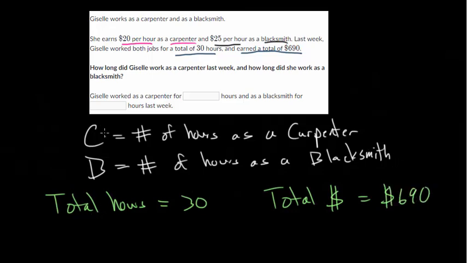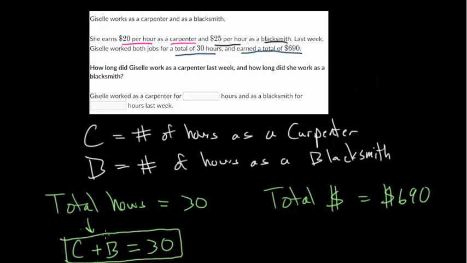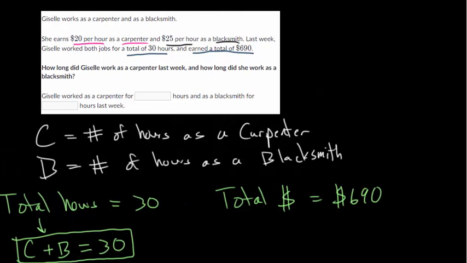Now, C and B are just the number of hours for each of these professions. And we know in total that there's going to be 30 hours of work. So we can just say for this one that the number of hours as a carpenter plus the number of hours as a blacksmith is equal to 30. And we have one equation. And like I said, for most of these, one equation is usually not that bad to find. But sometimes the second one can be much more challenging, and sometimes both of them are very hard to get.